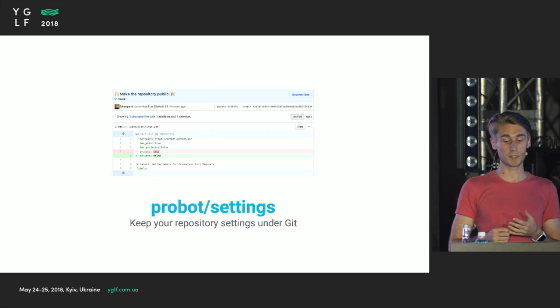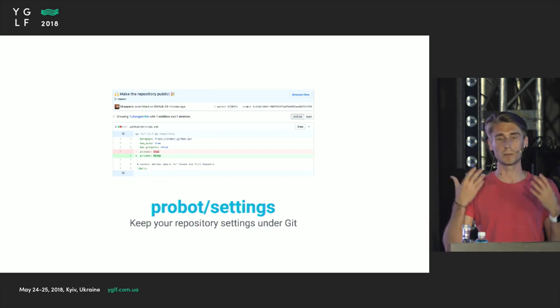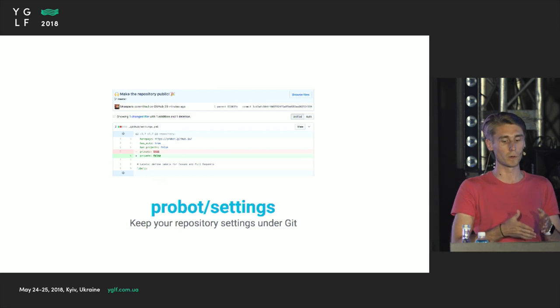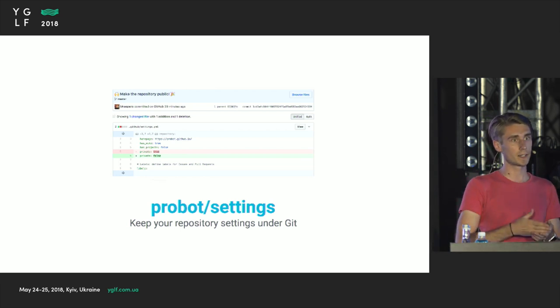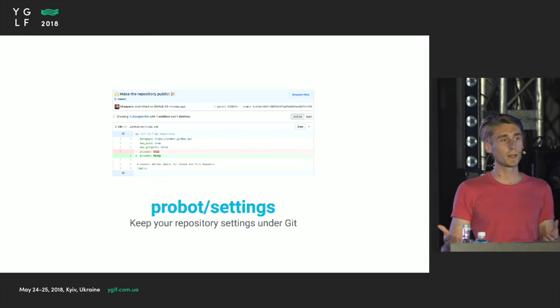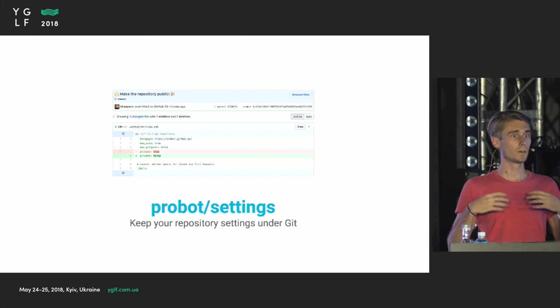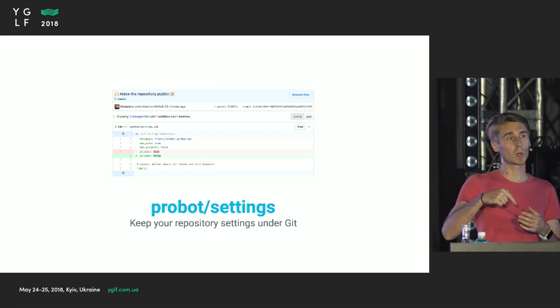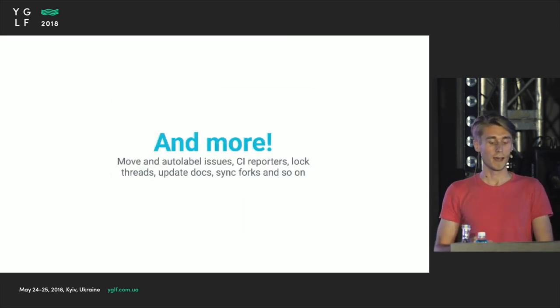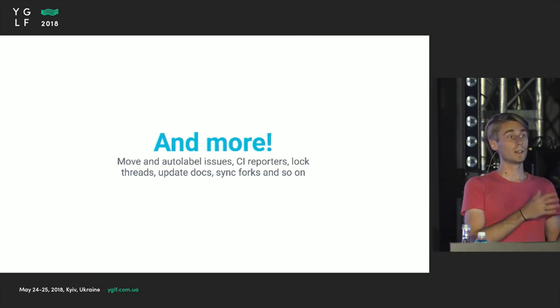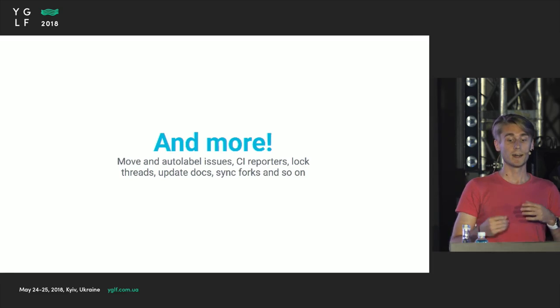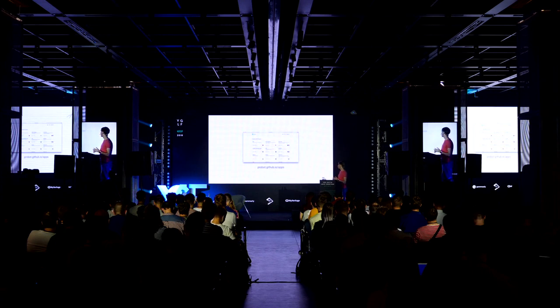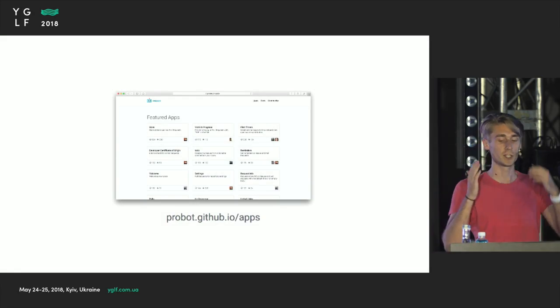Another example is the settings bot. This bot allows you to keep your repository settings inside of your repo, inside a settings.yml file in the .github folder. And this opens an ability for your contributors to make a pull request to the settings of your repository. And even more, actually, you can move issues between different repositories, auto-label them, get rich CI reports, lock threads, require updating docs, sync forks between fork and upstream, and more. You can check out more awesome bots on probot.github.io/apps.